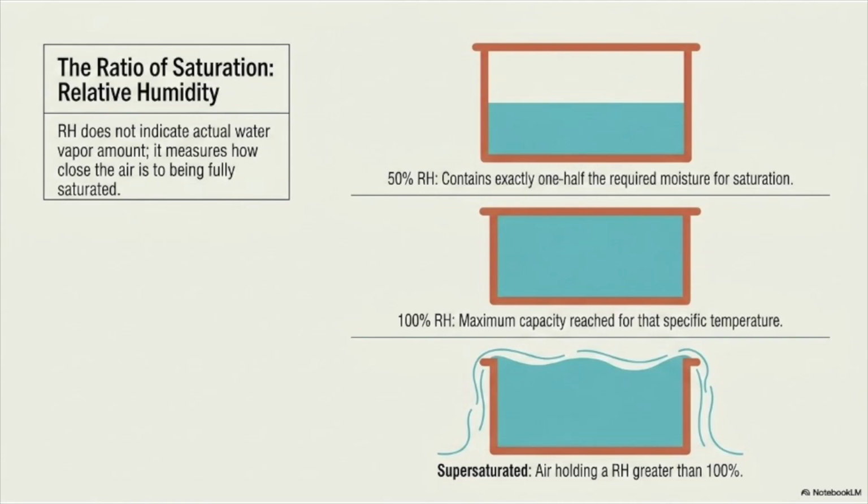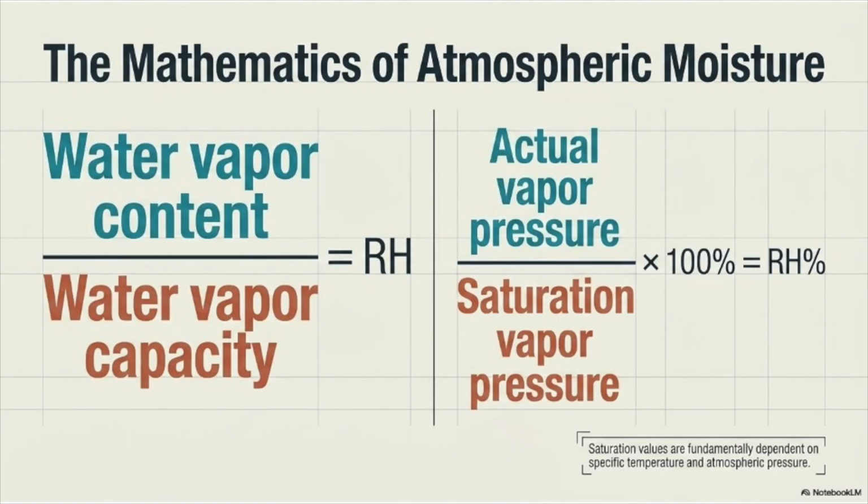At 50% relative humidity, the air contains exactly one half of the required moisture for saturation. At 100% relative humidity, the air has reached its maximum capacity for that specific temperature. And interestingly, air can even become supersaturated, holding a relative humidity greater than 100%. This concept can be expressed mathematically. Relative humidity equals water vapor content divided by water vapor capacity, or more precisely, relative humidity percentage equals actual vapor pressure divided by saturation vapor pressure multiplied by 100%.